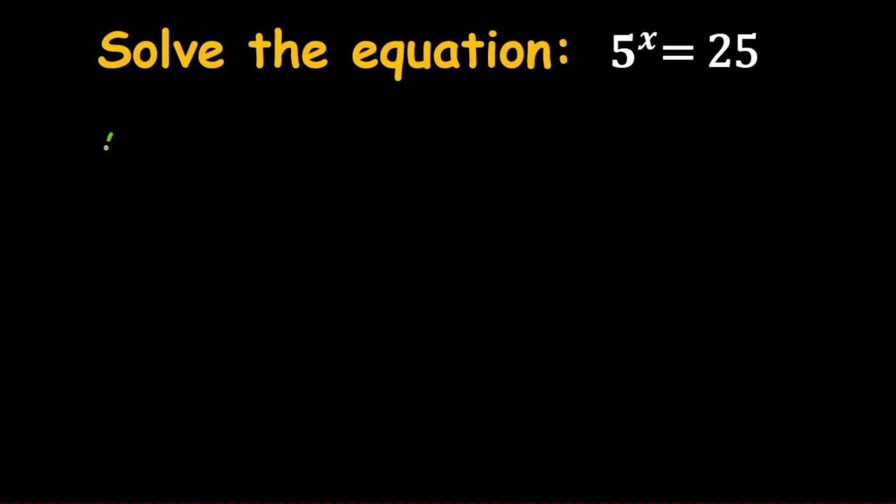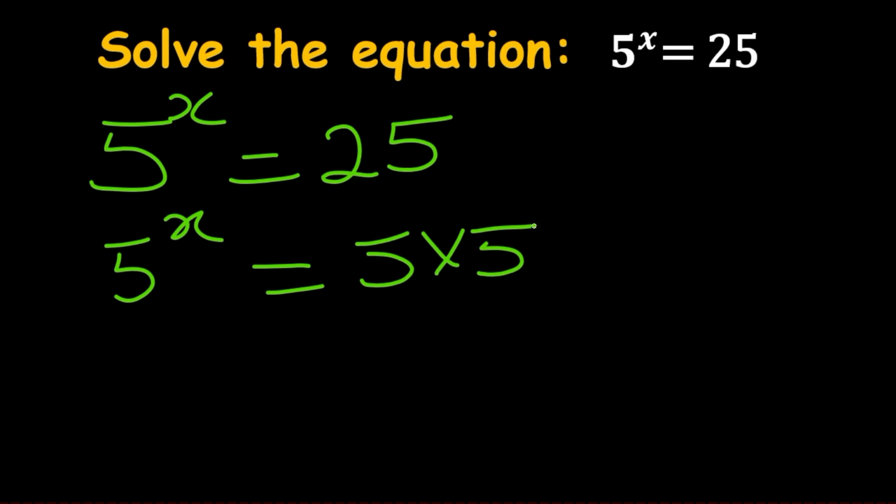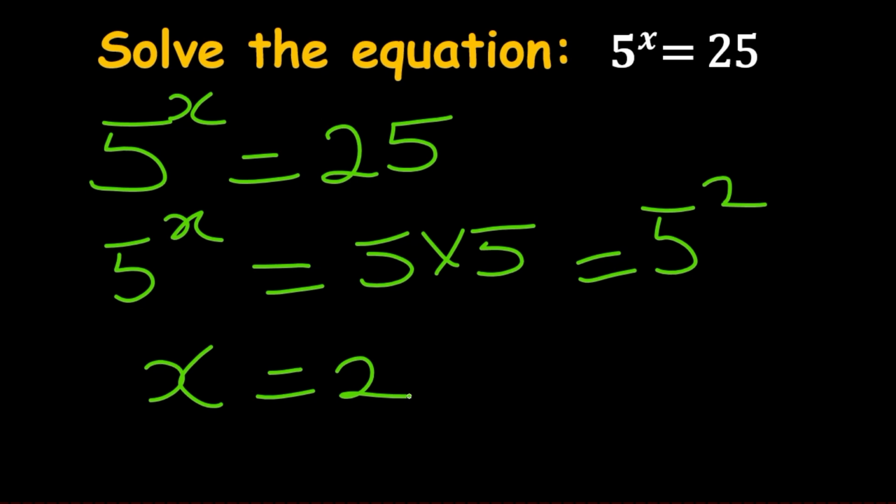Let's solve the equation 5 raised to power x is equal to 25. In expanded form, 25 is also equal to 5 times 5, which is also equal to 5 raised to power 2. Since both sides of the equation have the same base, x is equal to 2. x equal to 2 is the solution to the above equation.